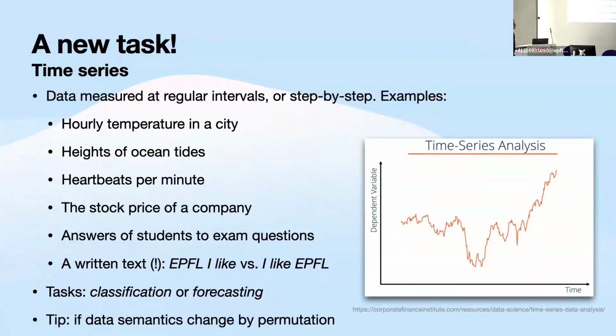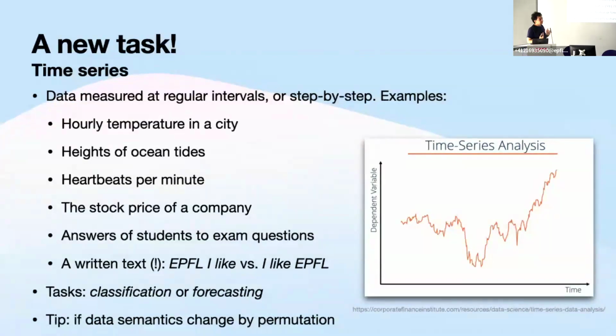Or even, this one may be a bit unintuitive at first, a written text. Why do we consider text as time series? It's interesting. Because if you just consider a sentence, I like EPFL, you can consider that the word I was the first step, the word like was the second, and the word EPFL was the third. So in a sense, it's also a time series, but here time is not used at its normal definition. Time is used to mean a step, and that's fine. We don't mean necessarily time by seconds and minutes, but as steps. And we also call it a time series.